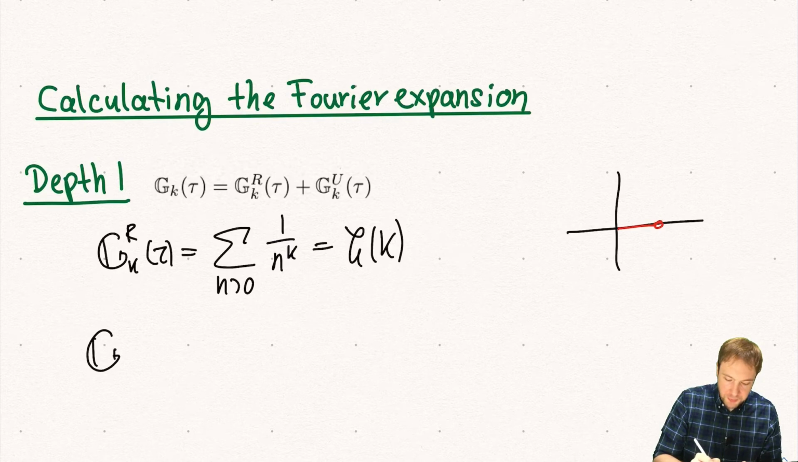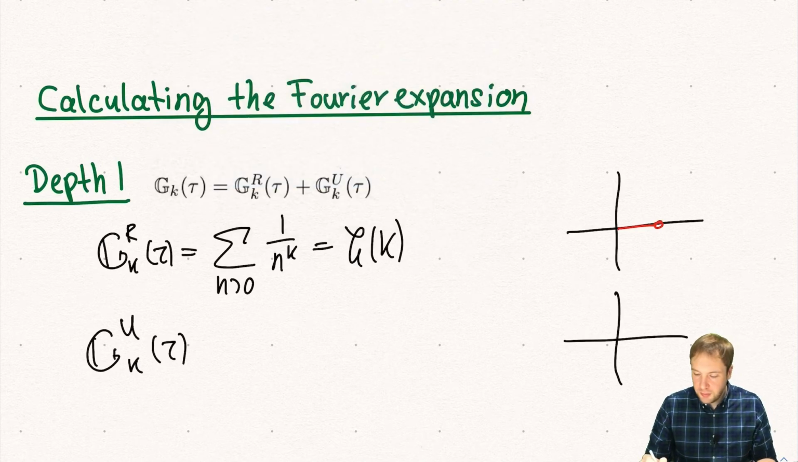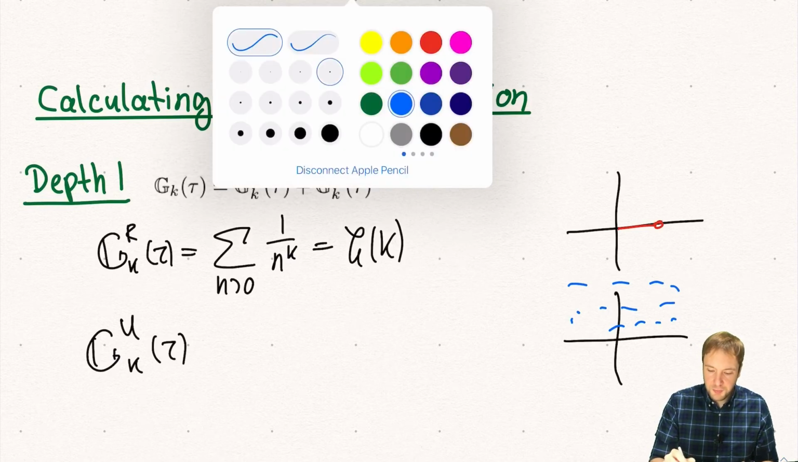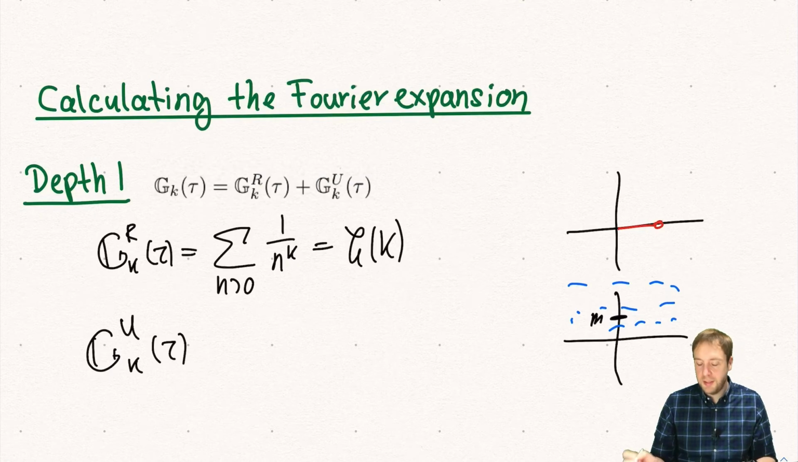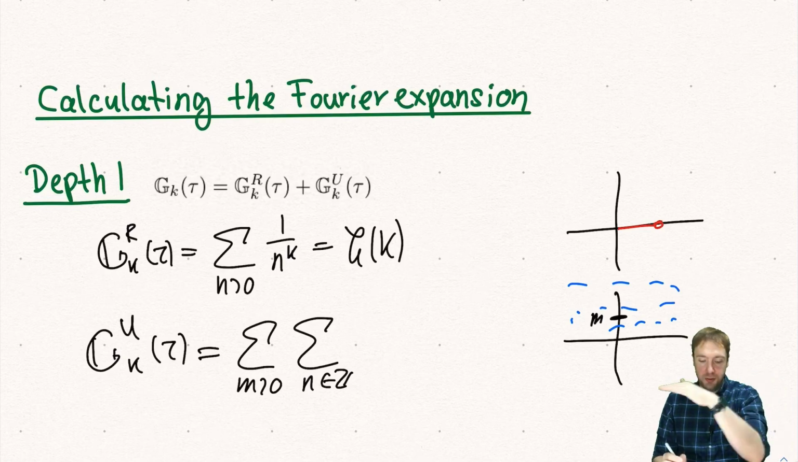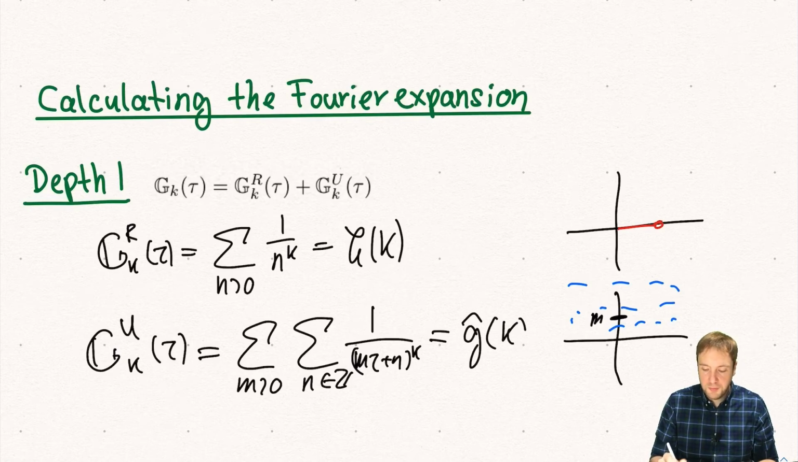And the lattice points on the, for U, means I take all lattice points on the upper half plane. But again, with the argument as before, I can take the sum over m for all possible positive m, and then for a fixed m, I take the sum in all horizontal directions, so then I have (m tau plus n) to the k, and this is exactly what we calculated before. This is just g hat of k by using the Lipschitz summation formula.